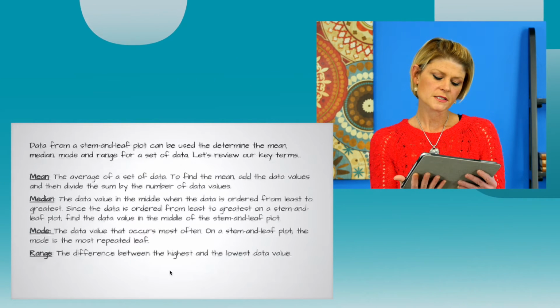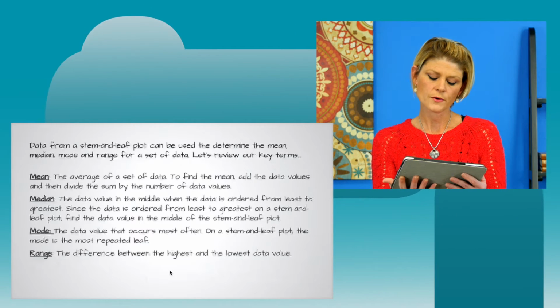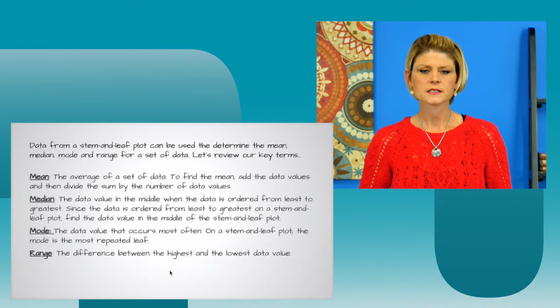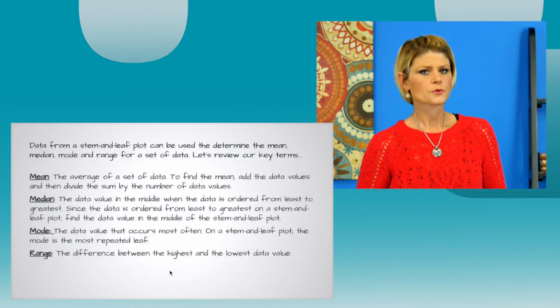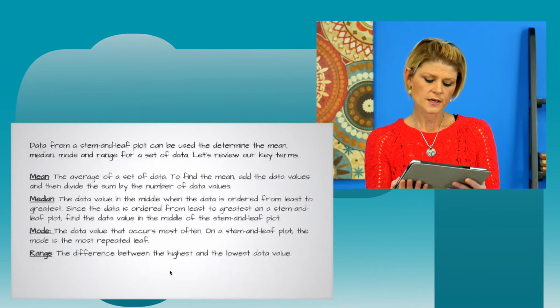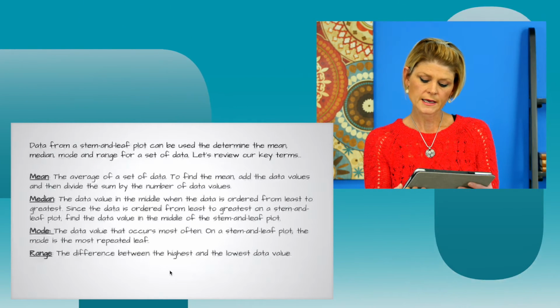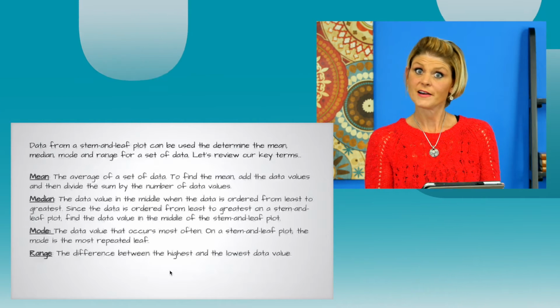So, data from a stem and leaf plot can be used to determine the mean, median, mode, and range for a set of data. Let's take a minute and review our key terms. If you haven't already written these down, it's really important to do that. Okay, first of all, mean. The mean is the average of a set of data. To find the mean, add the data values and then divide the sum by the number of data values.